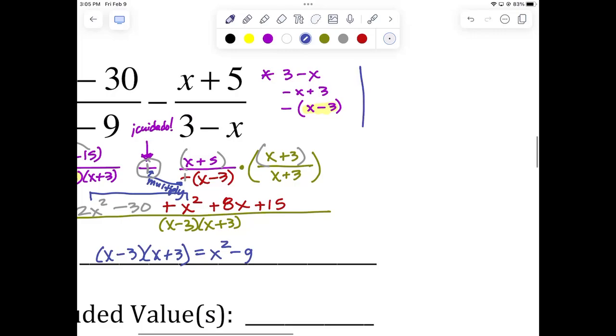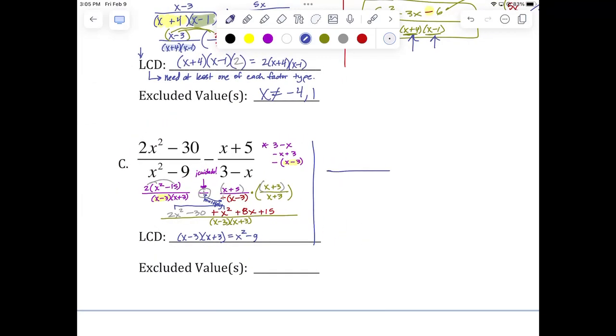I need a new column over here. So my numerator is going to be 3x squared. And then I have plus 8x. And then I have a negative 30 plus 15, which is a minus 15. And it's all over x plus 3, x minus 3.